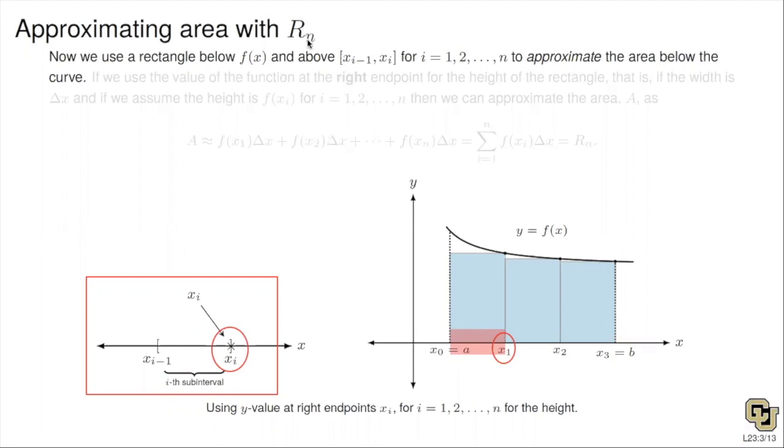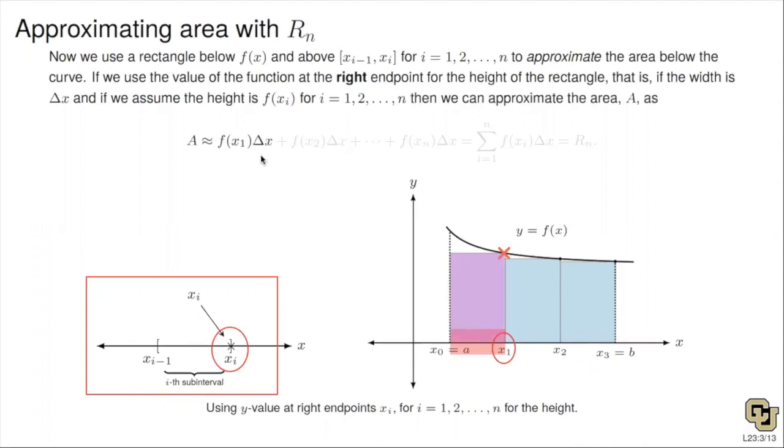So what does that mean? I'm going to approximate the height as f of x1. And so then I create an approximating rectangle that looks like this, where the height is determined by the y value at the right endpoint. Then I move to the second subinterval. So for the first subinterval, my area would be f of x1 times delta x.